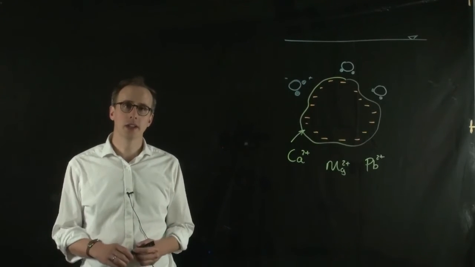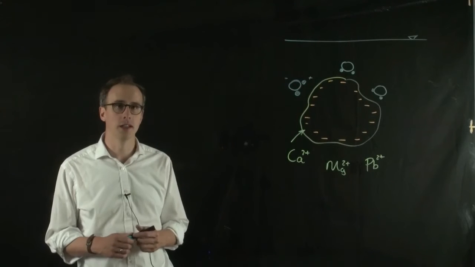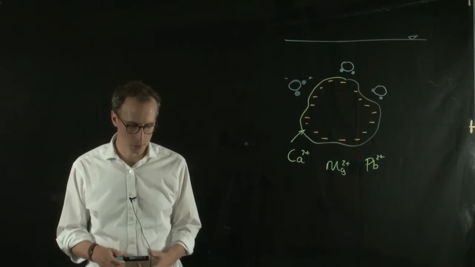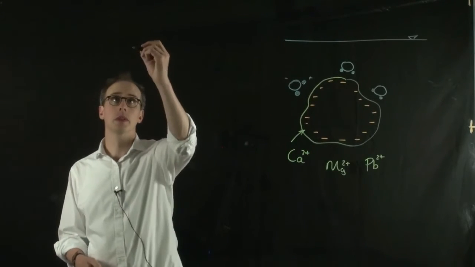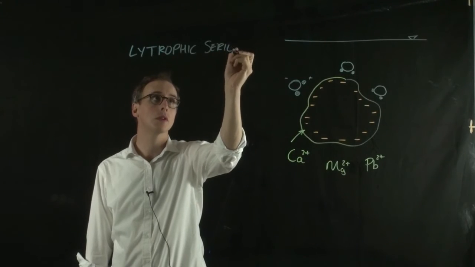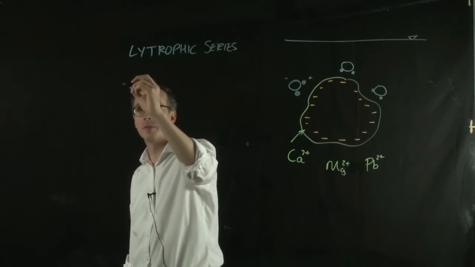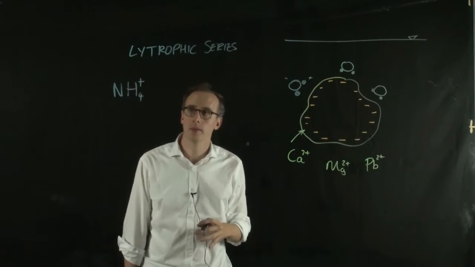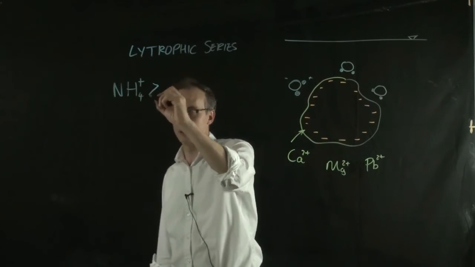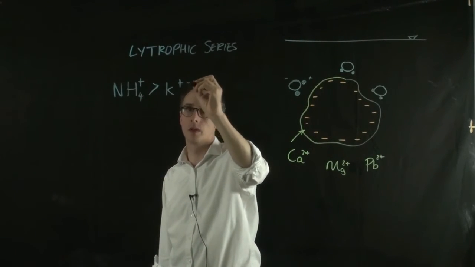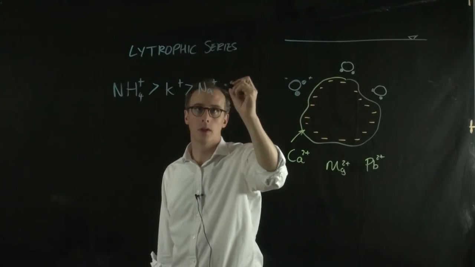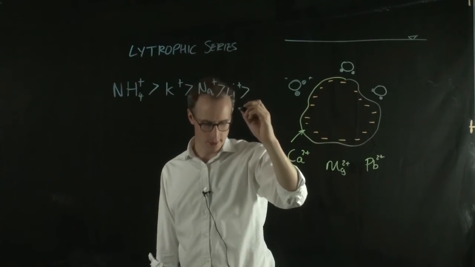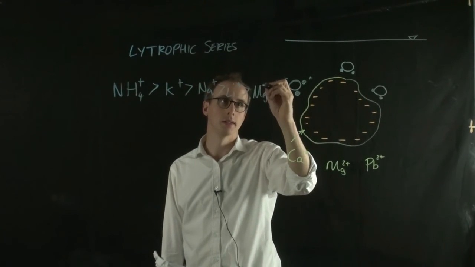We also know that different cations absorb differently onto the surface of the clays, and it gives rise to something called the lyotropic series. But we know that ammonium ions absorb better than potassium, which is better than sodium, which is better than lithium, which is better than magnesium and calcium.